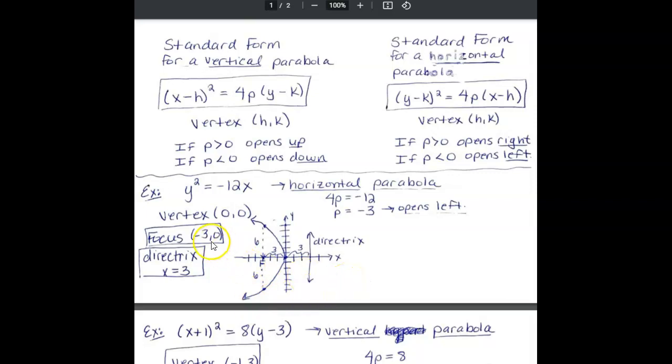So focus (negative 3, 0), directrix x equals 3. I just read those off the graph rather than trying to memorize a bunch of formulas for those, because you already have a lot here that is new in this chapter. If you just have a feel for how to sketch the graph, you can state those results once you've identified them from your sketch.